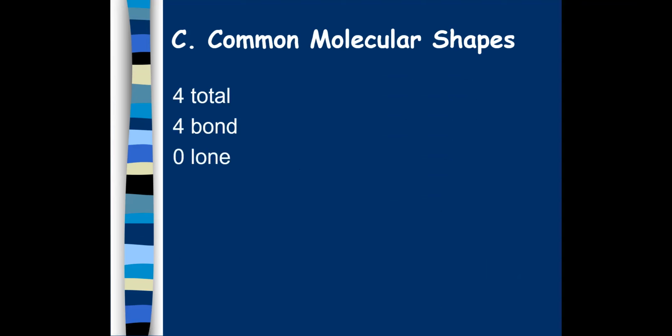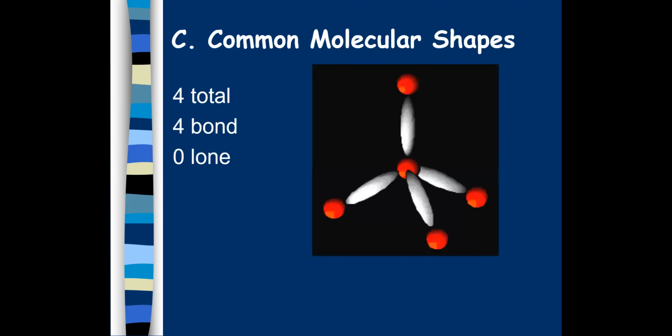4 total, 4 bonded, 0 lone. Okay, so in this case, you have 4 total atoms bonded to the central atom, 4 bonds, and no lone pairs. So this is an AB4, right? That makes sense. AB4, because A is for the central atom, B is for the bonds, and there are 4 of them, right?